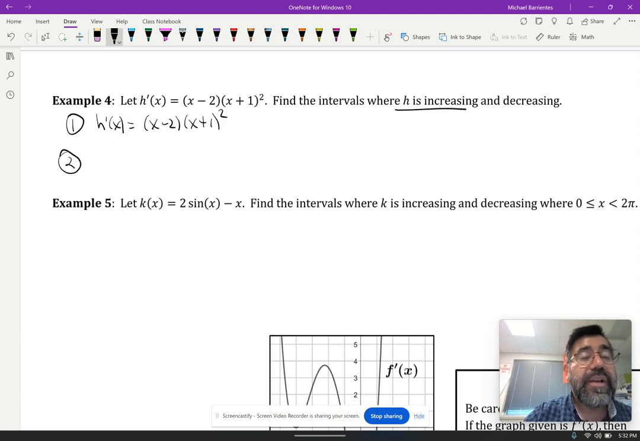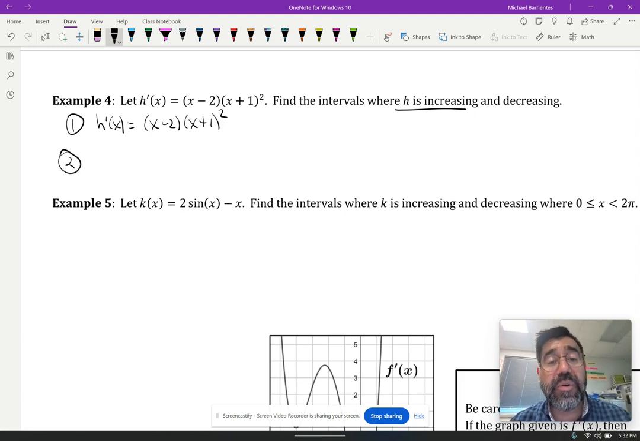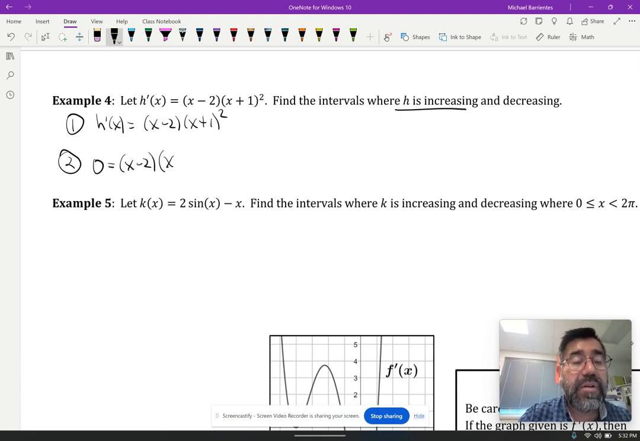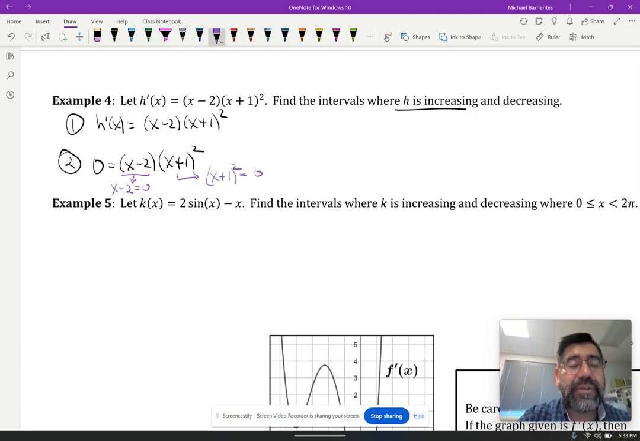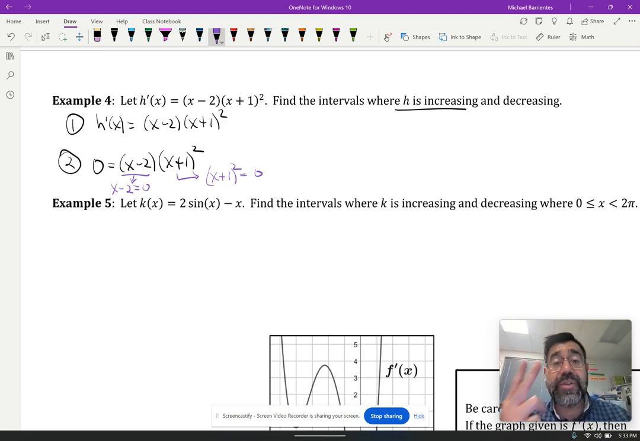Step 2, find where the derivative is equal to 0 or undefined. Find those critical points. Well, I'm going to set my derivative equal to 0. By the way, this is not undefined. So the only way to find critical points is if there are x values that make that whole thing equal to 0. However, they did me a solid here. They factored it out. So I know either this thing equals 0 or this thing equals 0. So there's going to be 2 critical points.